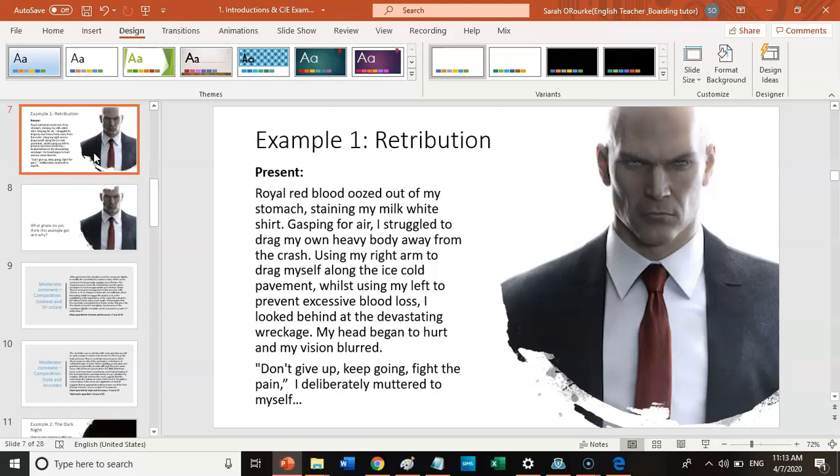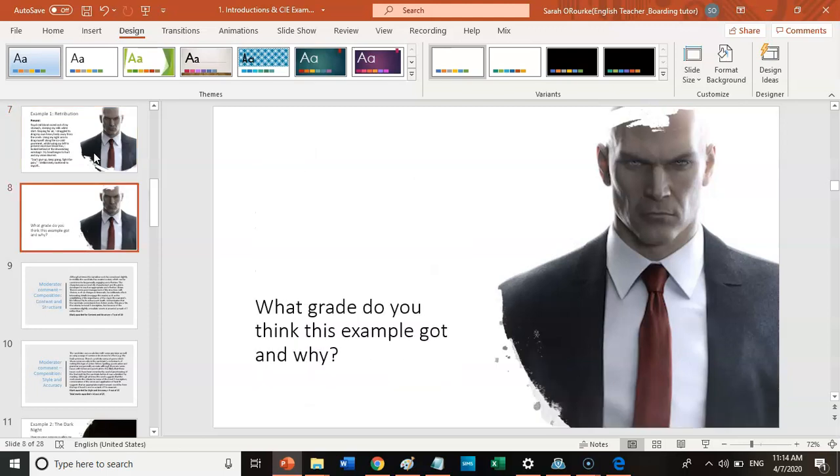My head began to hurt and my vision blurred. Don't give up. Keep going. Fight the pain, I deliberately muttered to myself. So have a look and think, what grade do you think this example got and why? What mark would you give it for content, and what mark would you give it for accuracy?